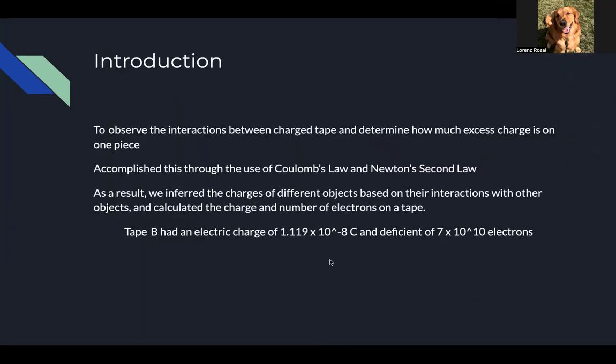The main goal of this experiment was to observe the interaction between charge tape and determine how much excess charge is on one piece. We accomplished this through the use of Coulomb's law and Newton's second law. As a result, we were able to calculate the charge on the tape, which was 1.119 times 10 to the negative 8 coulombs, and was deficient of 7 times 10 to the 10th electrons.